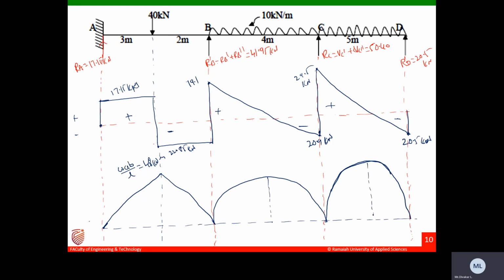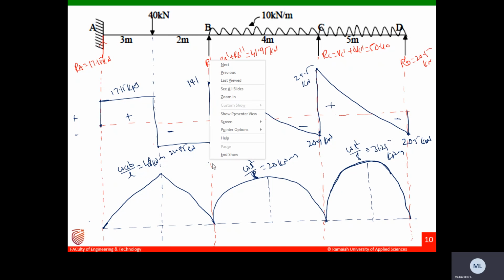This is also the maximum bending moment. This is WL square by 8, 48 kilonewton meter. You will get WL square by 8, that is 20 kilonewton meters. Similarly, this is WL square by 8, you will get 31.25 kilonewton meter. So this is the case. This is due to loading. Now I have drawn the bending moment diagram due to the loading.